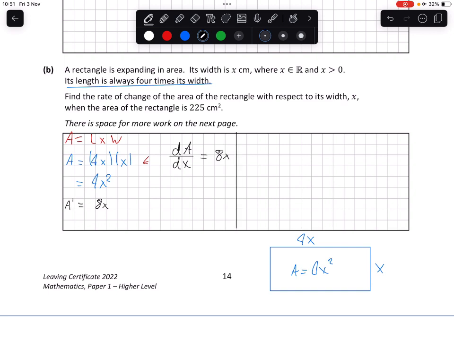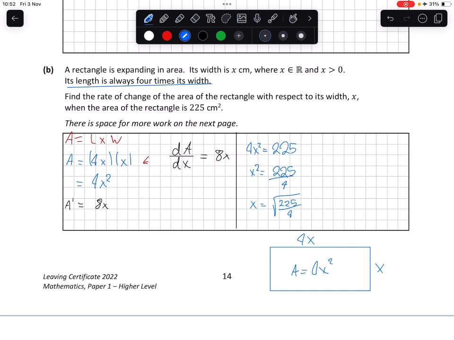Now, find the rate of change of the area of the rectangle with respect to its width x when the area of the rectangle is 225 centimeters squared. So we can use this because we have a formula already created for the area. So we now know the 4x squared is equal to 225. So if we solve this, we have x squared is equal to 225 over 4. So x is going to be equal to the square root of 225 over 4.